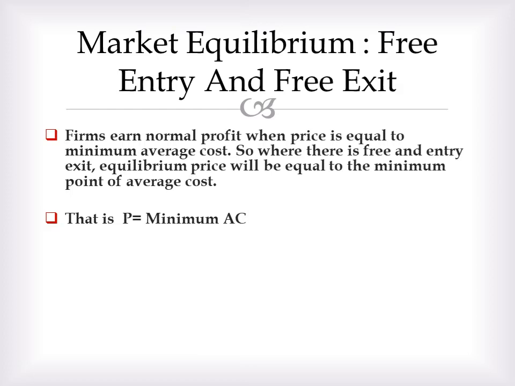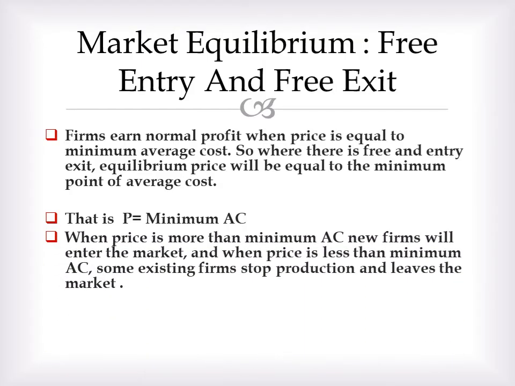Which means the price must cover at least the average cost of the firm. Then only can they exist and enjoy normal profit. When price is more than average cost, what happens? Obviously, new firms will enter the market. And if the price is not covering at least the minimum average cost, then existing firms will stop production and leave the market.